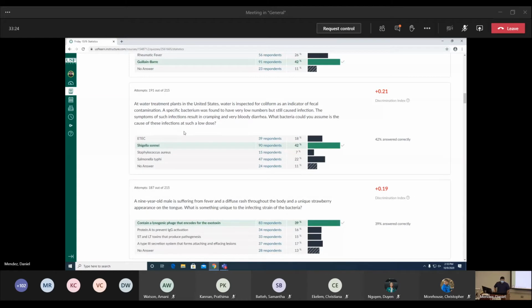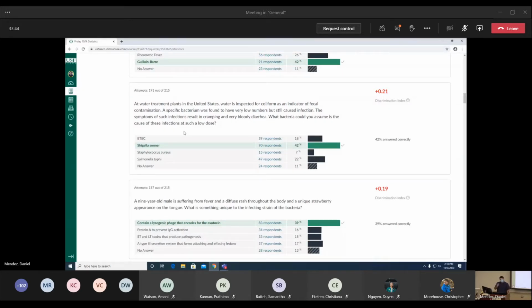A water treatment plant. At water treatment plants in the United States, water is inspected for coliform as an indicator of fecal contamination. A specific bacterium was found to have very low numbers but still caused infection. The symptoms of such infections result in cramping and very bloody diarrhea. What bacteria could you assume is the cause of these infections at such a low dose?